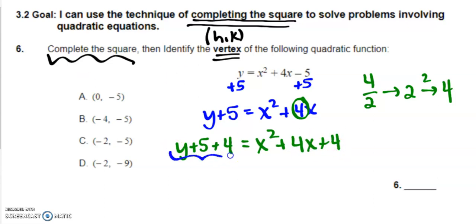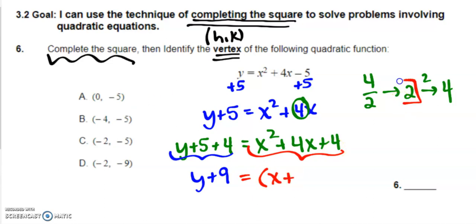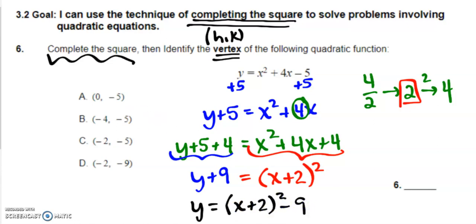On this side, I get y plus 9. And on this side, I'm going to factor that down into x plus 2 squared. Because if I expanded that out, I would end up with that trinomial listed above it. And then I'm not solving, I'm looking to write this in vertex form. So I'm going to get y by itself. Now if I think back to previous math, so unit 2, this graph has been shifted to the left 2 and down 9, which means the vertex has been shifted to the left 2 and down 9.